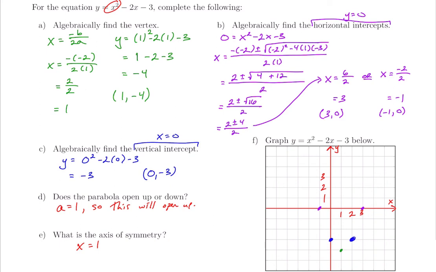The final step is to connect these dots with a smooth, symmetrical parabola. This is a graph that will need to be done freehand, and you do not want to use a ruler to connect any of these points. Again, when these are drawn by hand, we are not looking for perfection, but we are looking for something that is as smooth as possible with as much symmetry as possible.